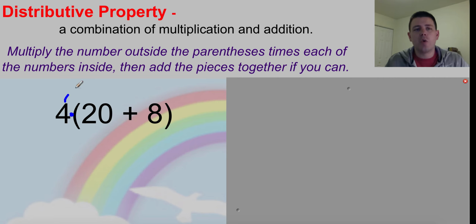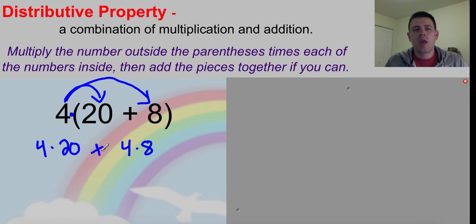We're going to take the 4 and multiply it times the 20. And we always need to write out these steps. Then we're going to do 4 times the 8. So we're just taking the 4 times each of the pieces on the inside, and then we're going to add them back together. Now we go ahead and do the multiplication. In this case, the idea is that the multiplication is actually easier, something that we can do mentally. 4 times 20 is 80. 4 times 8 is 32. Add them together and we get 112.